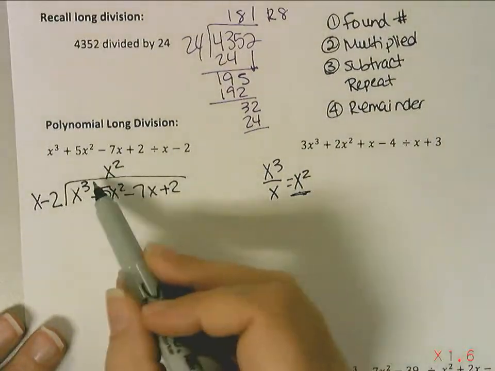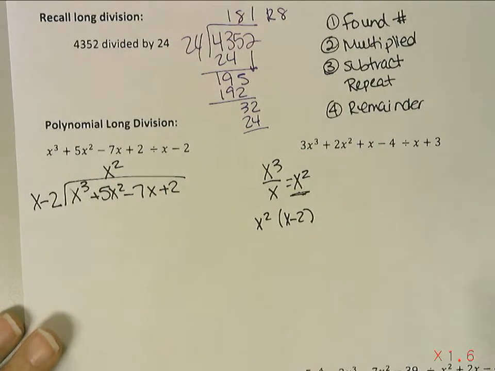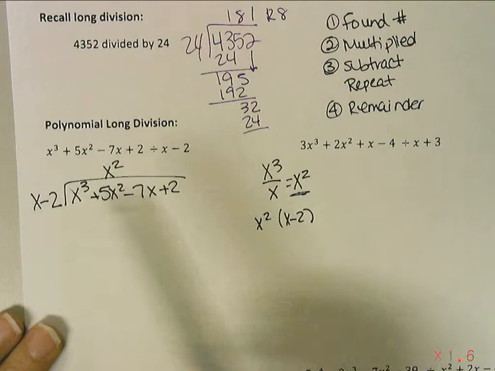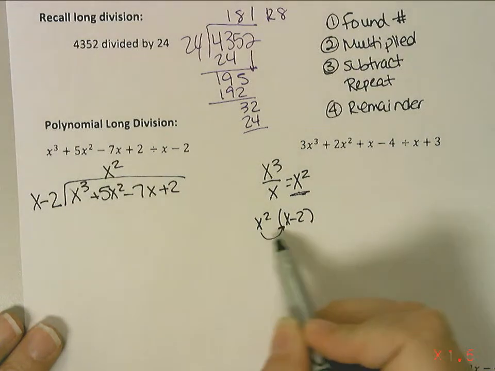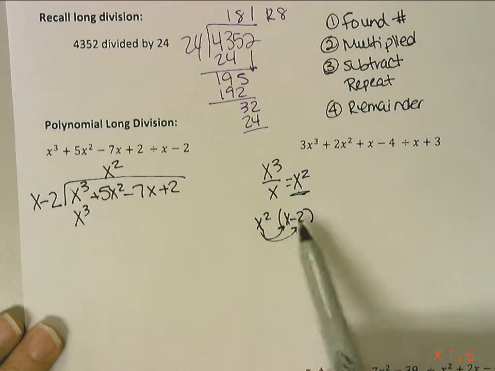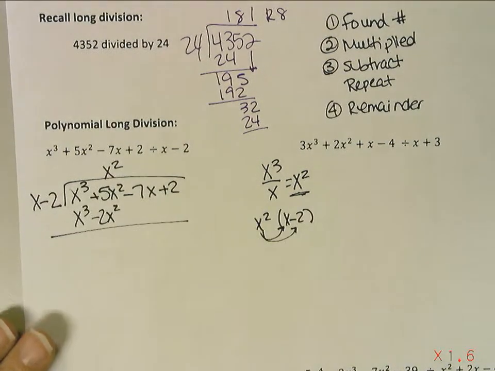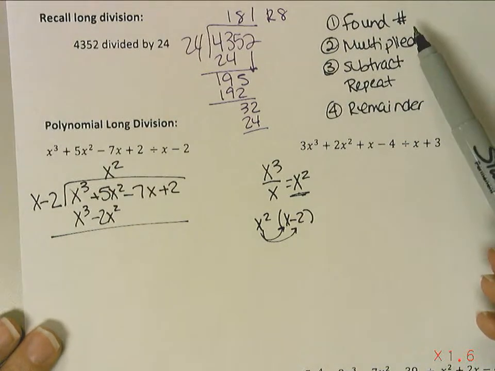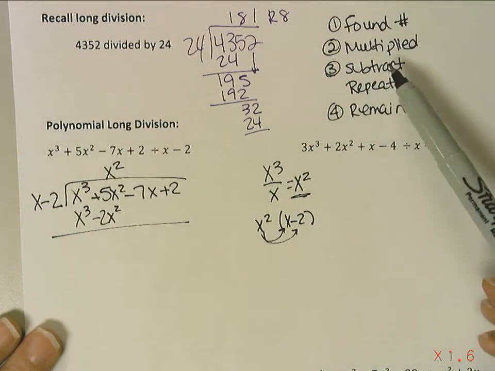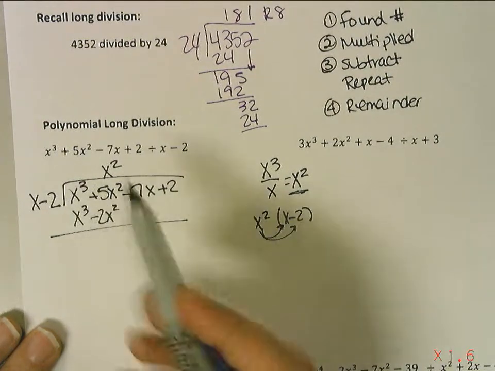So we have x squared, and we're going to multiply the x squared by the x minus 2. So this becomes x squared times x. We're going to multiply this out, so that becomes x cubed, and then x squared times minus 2 is minus 2x squared. And we're going to subtract. So the first thing we did is we found our number by dividing it out. We multiplied it out, which is right here, and then now we're going to subtract it.